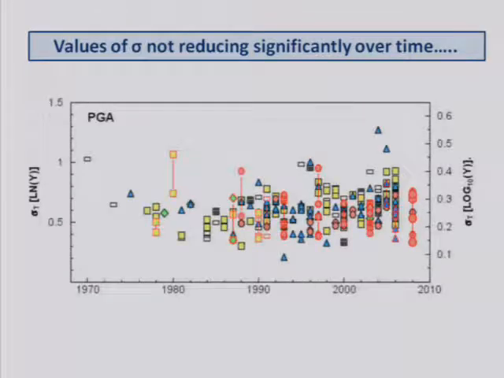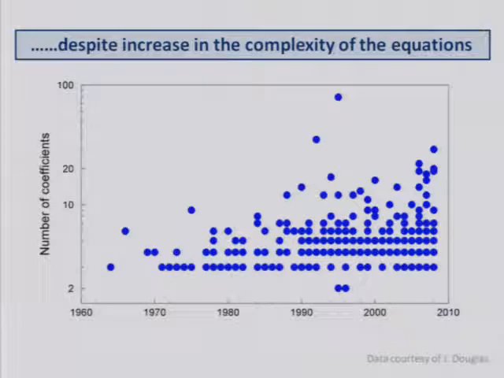And we can see that going back to this, sigma isn't getting any smaller or significantly smaller over time. And that's despite the fact that our models have become horrendously complicated. These are the number of coefficients in the published equations against the date. Nice, sober equations in the early days, just 3 straight coefficients, or 4 or 5 for the very adventurous. Now we get values up in the 70s.